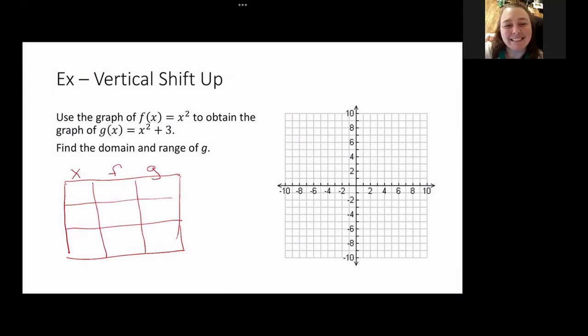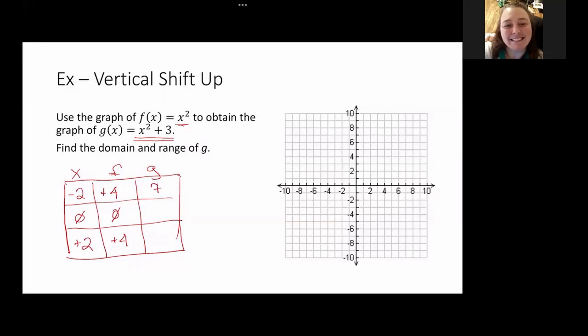Let's pick out a negative, so let's do -2, let's do 0, and let's do +2 for x. Now, if I take f, which is x squared, if I square -2, I get +4. If I square 0, I get 0. If I square +2, I get +4. Now for g of x, I'm going to take that and add 3 to it. So 4 plus 3 is 7. 0 plus 3 is 3. And again, 4 plus 3 is 7.